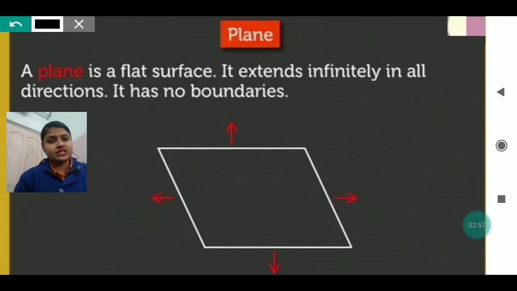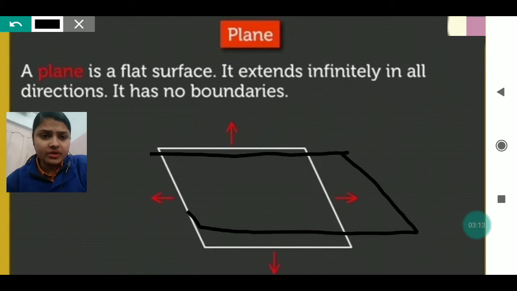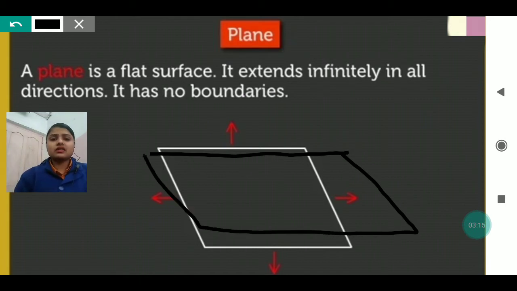Here you can see a plane is a flat surface. It extends infinitely in all directions. It has no boundaries. It can be infinite, which means it can be extended anywhere. It doesn't have any boundary, so it can be extended, and it is a plain flat surface.